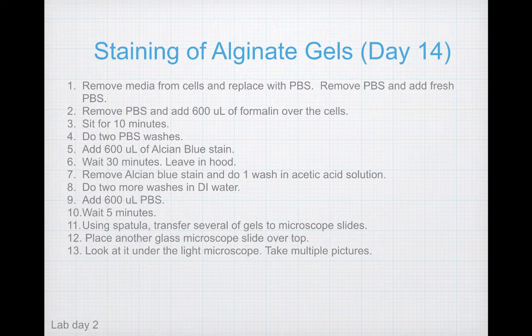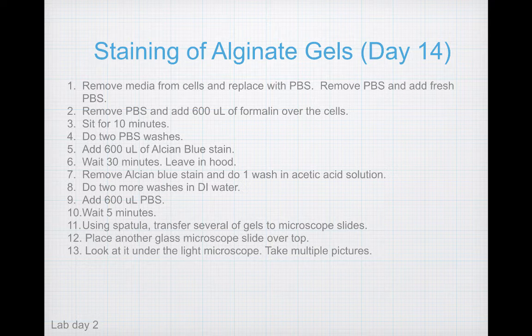Now after that, you'll do 2 more washes in DI water, and you'll add 600 microliters of PBS to each well, and wait at least 5 minutes. What this does is the PBS softens the alginate gels, so you'll be able to flatten them easier when you place them on the microscope slide for viewing.